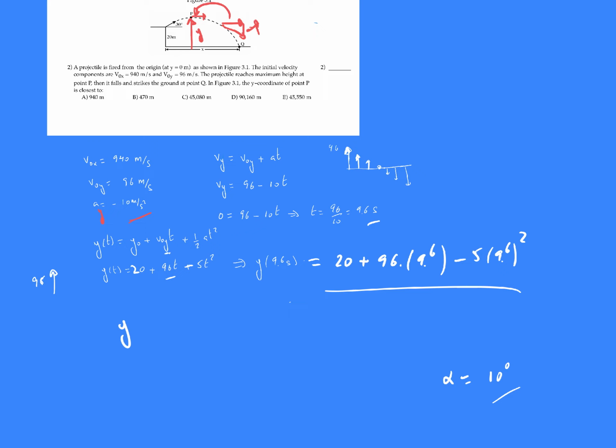Okay, the maximum height at 9.6 seconds will be 20 plus, now if you make the calculation, which I didn't do, y0 is 20, plus 96 times the time t, 9.6, minus 5 times t squared, 9.6 squared. If you find the y at 9.6 seconds, the y will be 480, but I have used g as 10. So maybe it will be this answer, the correct answer.